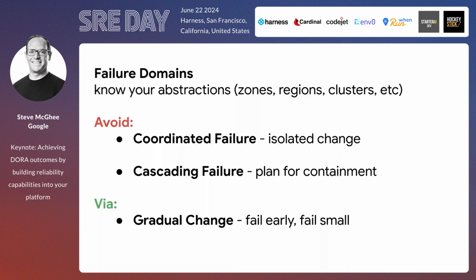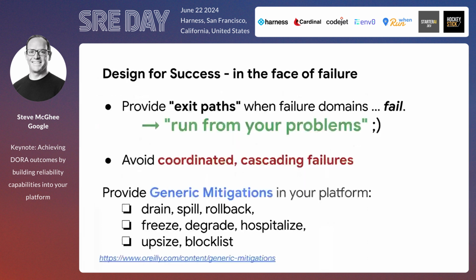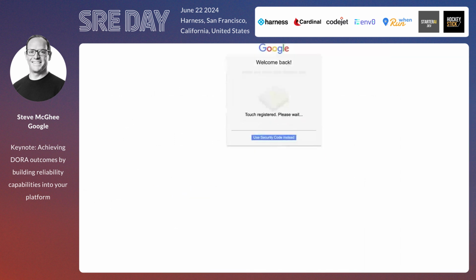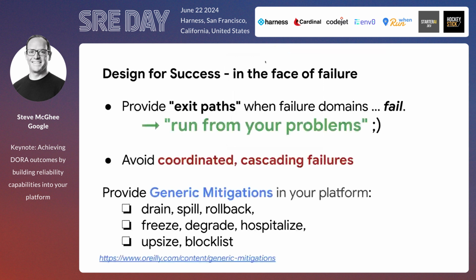So you want to apply gradual change to your system in a way that doesn't result in cascading failure. Everybody with me so far? These are all good ideas, I think. Okay, this is kind of the hot take.